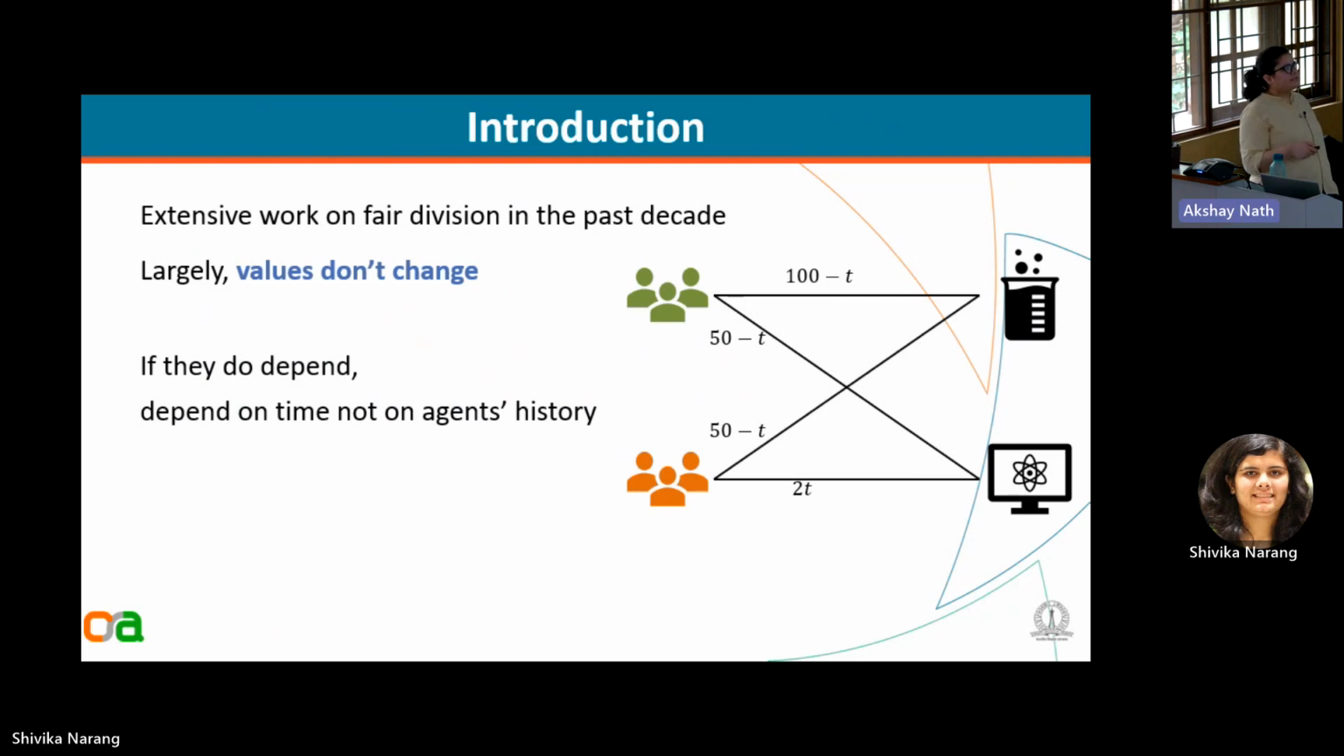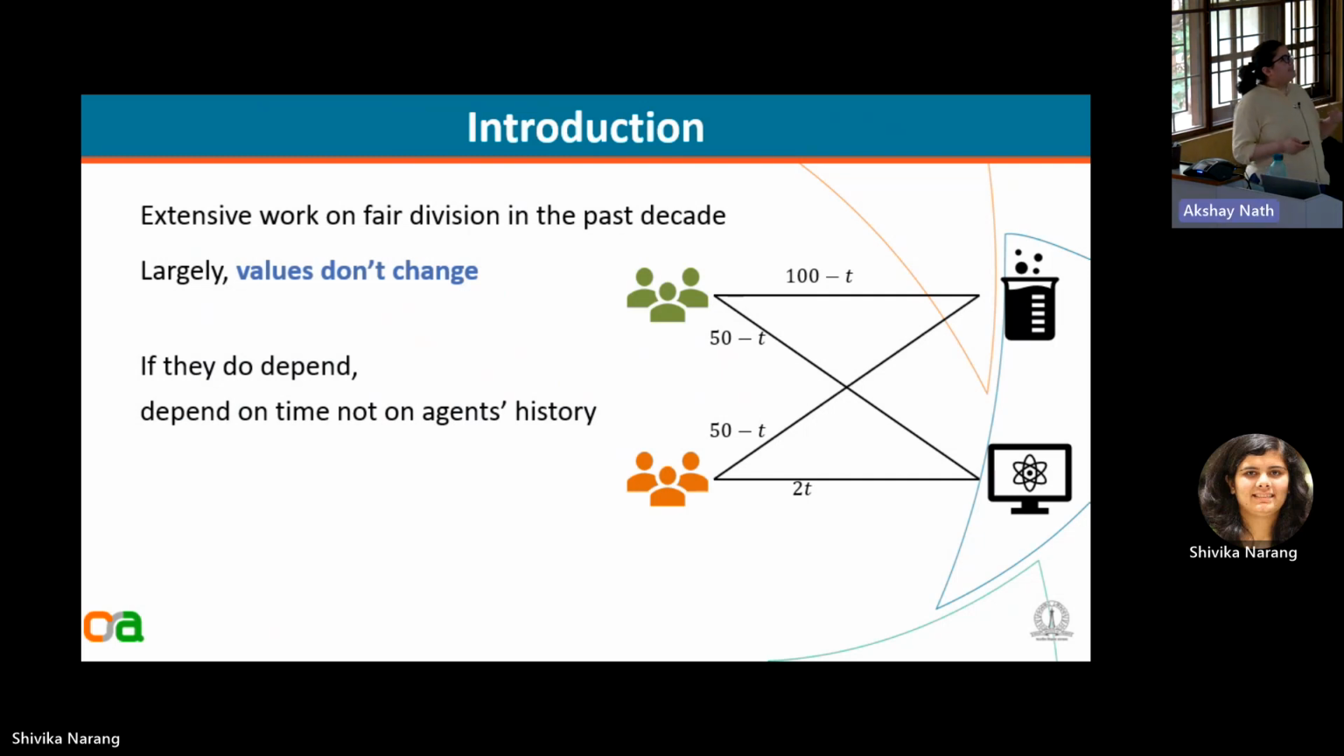So the orange group, their value for being in the lab would be similar, but they don't have a lot of experience with running simulations. So initially, their output would be very low. They'll probably just do some small cases to see if things are working correctly. But with time, they'll be able to run better and better. So this value would keep increasing with time, right?